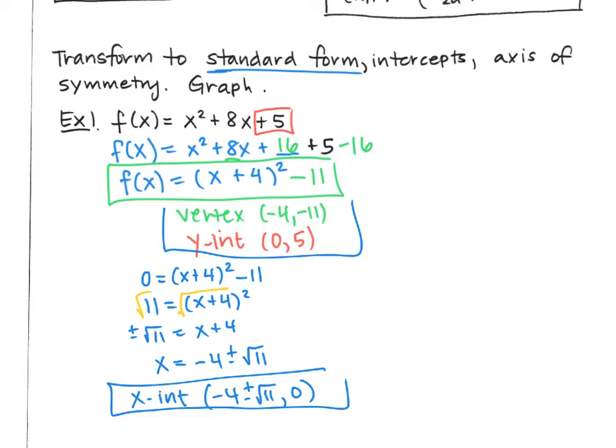The axis of symmetry runs through the vertex, and it's vertical. And I think a lot of you use AOS for axis of symmetry. The axis of symmetry is a vertical line, x equals, and it passes through the vertex. Since the vertex is (-4, -11), it passes through x equals negative 4. Okay, so I found all the information.